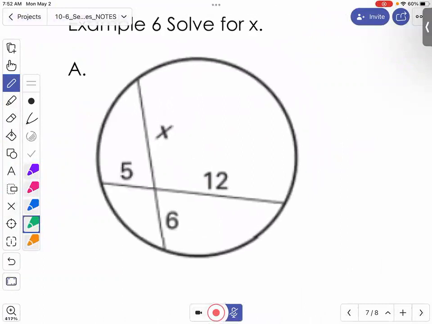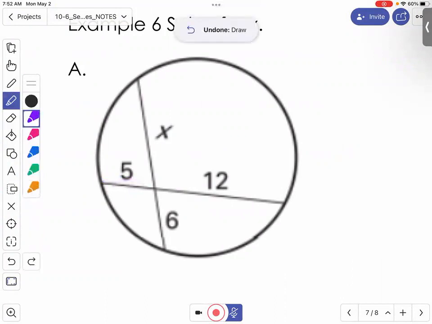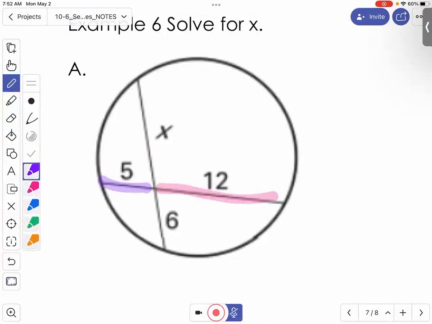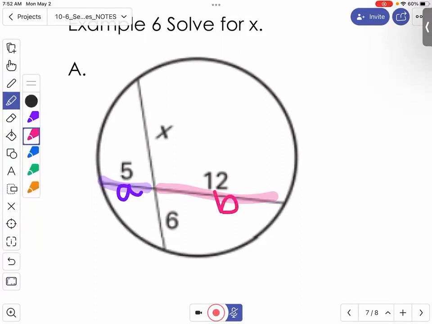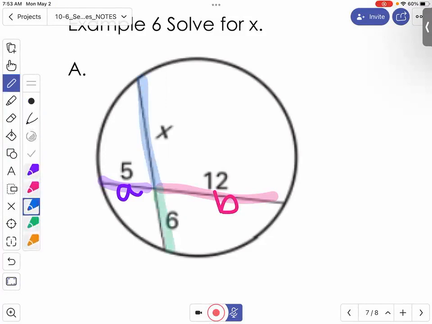So solve for X in this first example. Again, you could start with either chord. Let's say the 5 can be my part A, the 12 can be my part B. So there's A and there's B. And then we'll do the same thing for the other chord. My X can be part C, my 6 can be part D. So there is my C and D.